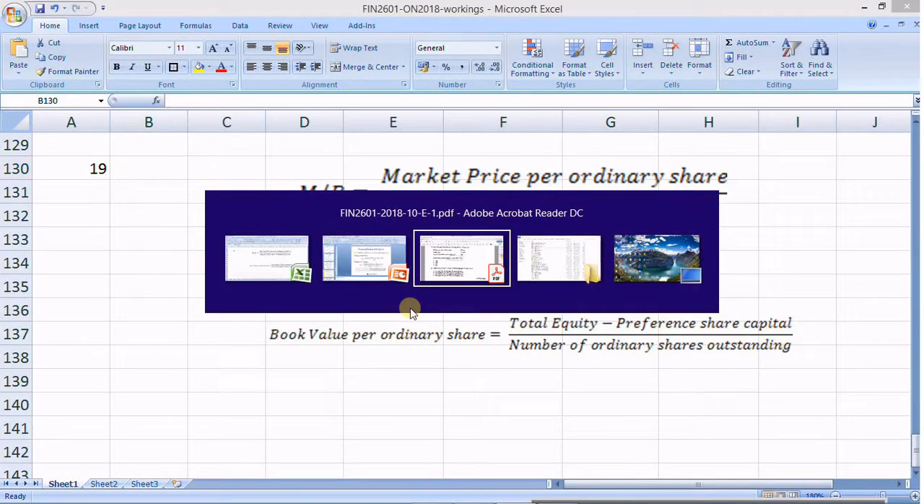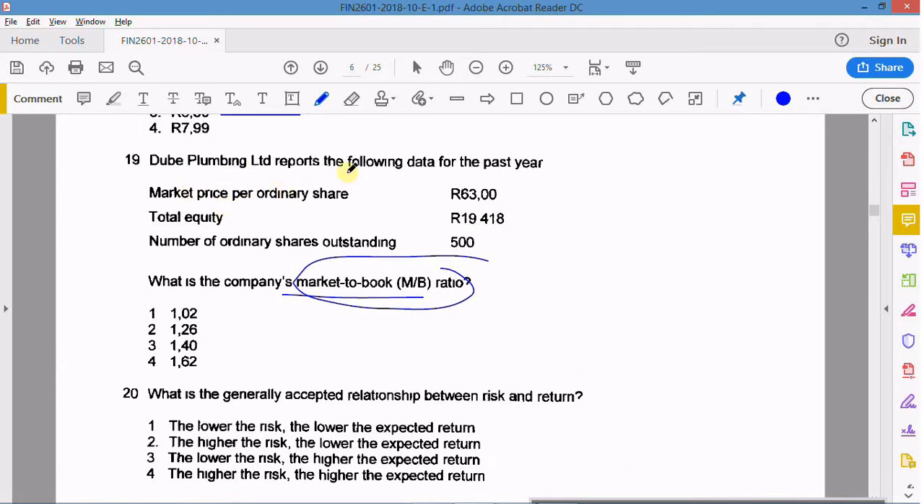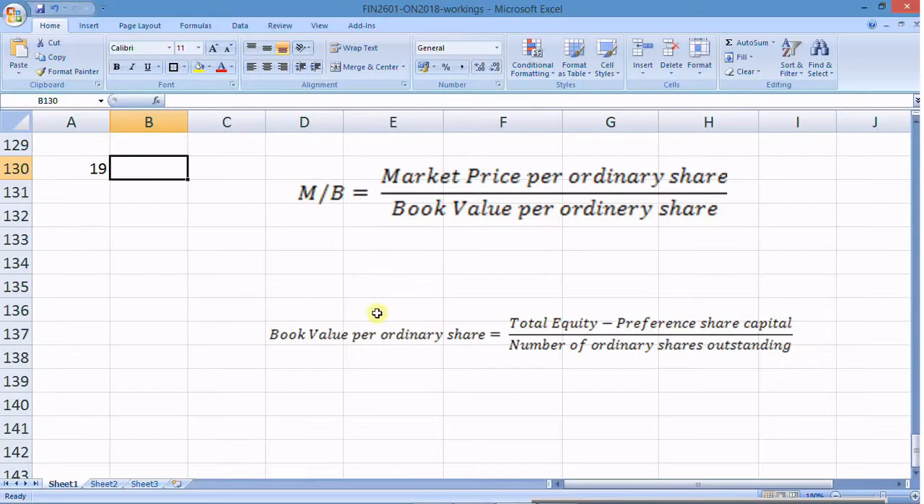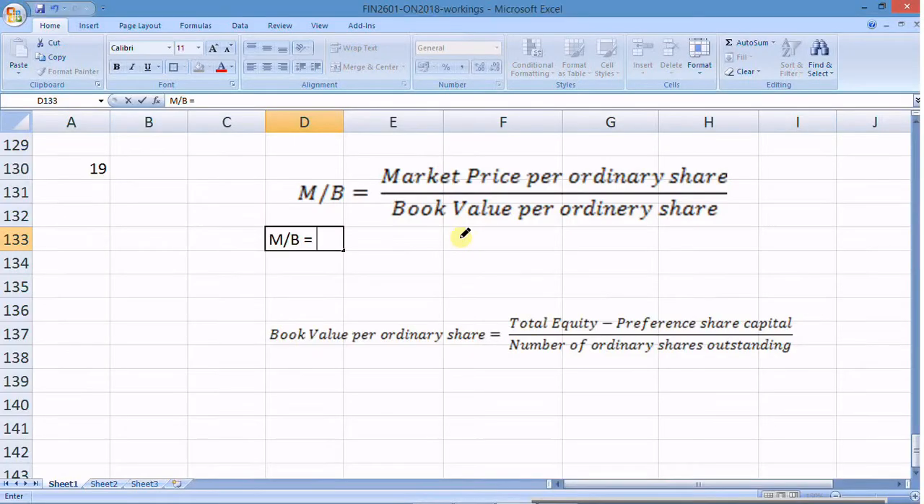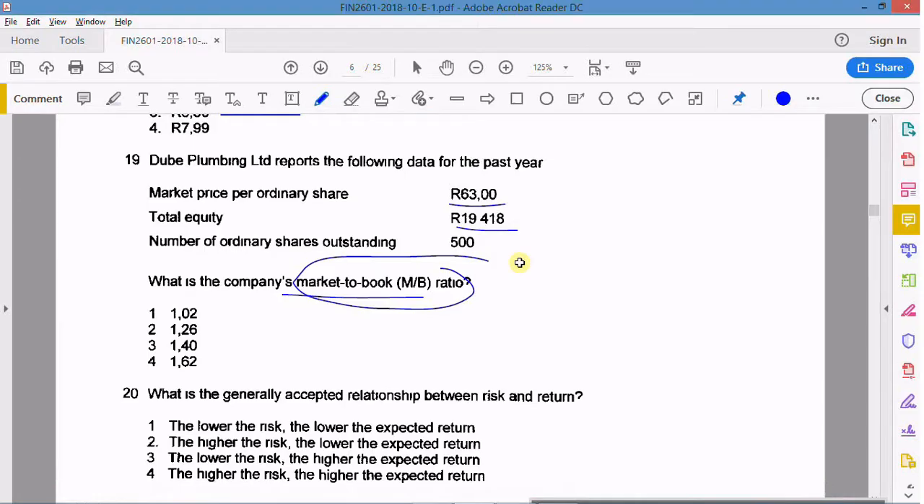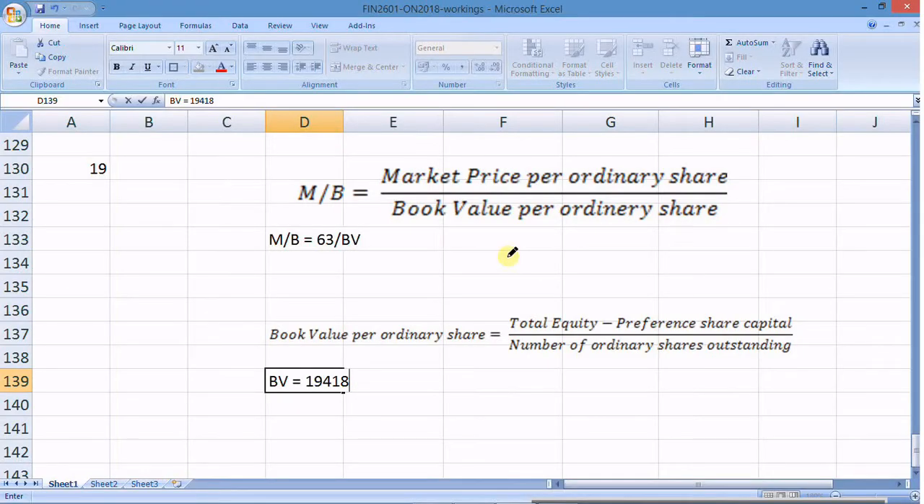Right, let's go see what we have been given. D plumbing reports market price per share, 63. Where's market price per share? There. So M/B equals market price, 63, divided by book value. Total equity, there's total equity. So book value equals total equity, 19,418. Is there a preference share dividend here? No, there isn't, so it's minus zero. Number of ordinary shares, 500, so divided by 500. I just reread the question and I find the missing figures. So this one is also quite an easy one.